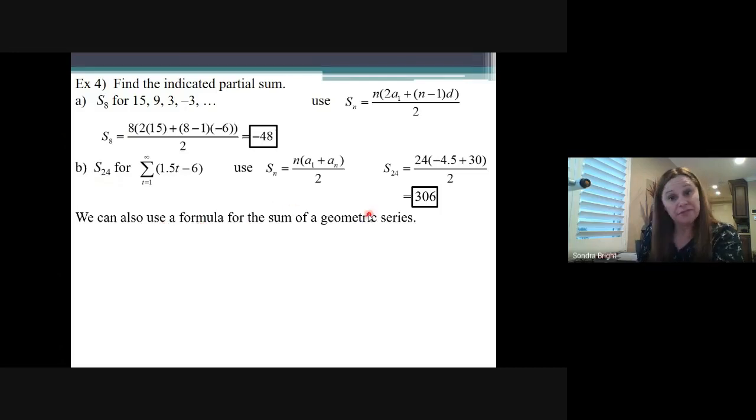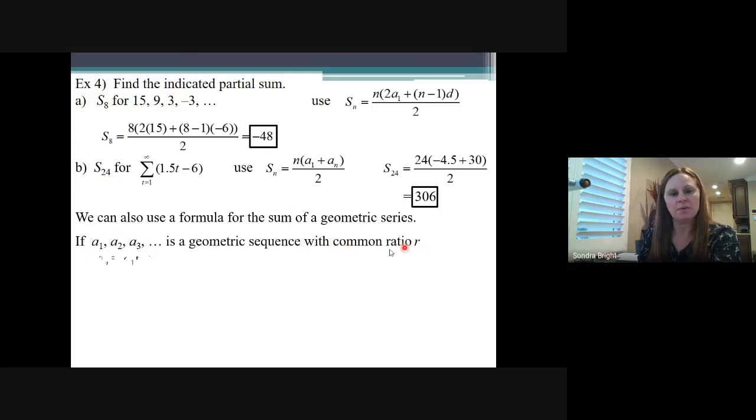There's also a formula for, so all of those were for arithmetic, meaning I'm adding the same number to get to the next term. We can use a formula for a geometric series also. If A1, A2, A3 is a geometric sequence with a common ratio r, this was from yesterday, the nth term is found from the first term times the common ratio raised to the power of n minus 1. To find the nth partial sum, take the first term times the quantity 1 minus your common ratio raised to the nth power, and then all over 1 minus your common ratio. r can't be 1 because otherwise you'd be going 0 divided by 0.